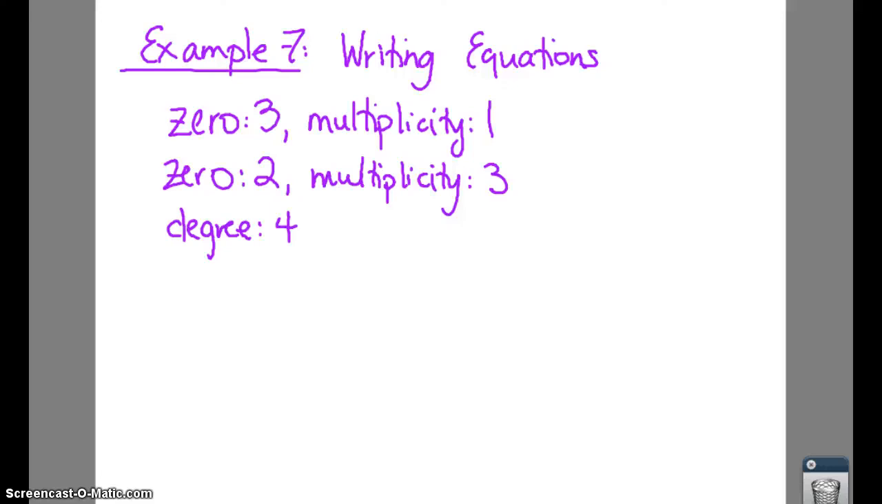All right, for some reason, example 7 got misplaced, deleted, it was just gone. So anyway, I thought I'd give you a good example 7 here. We're talking about writing equations.